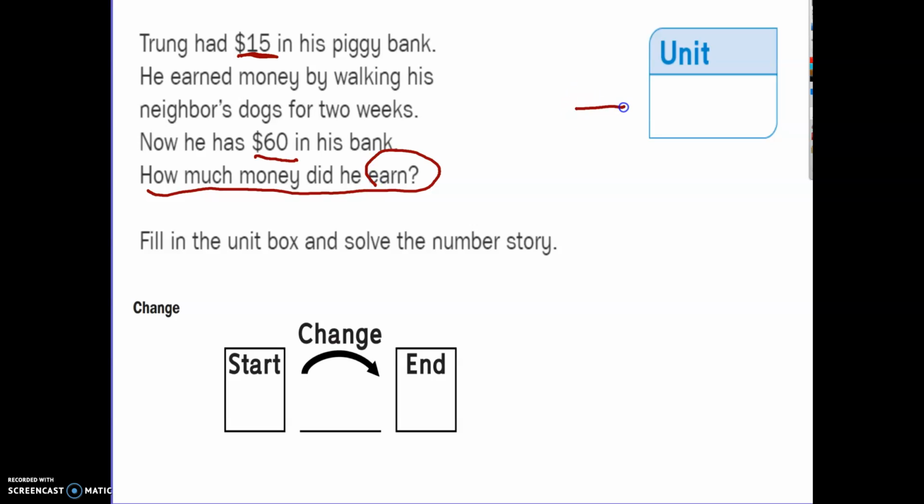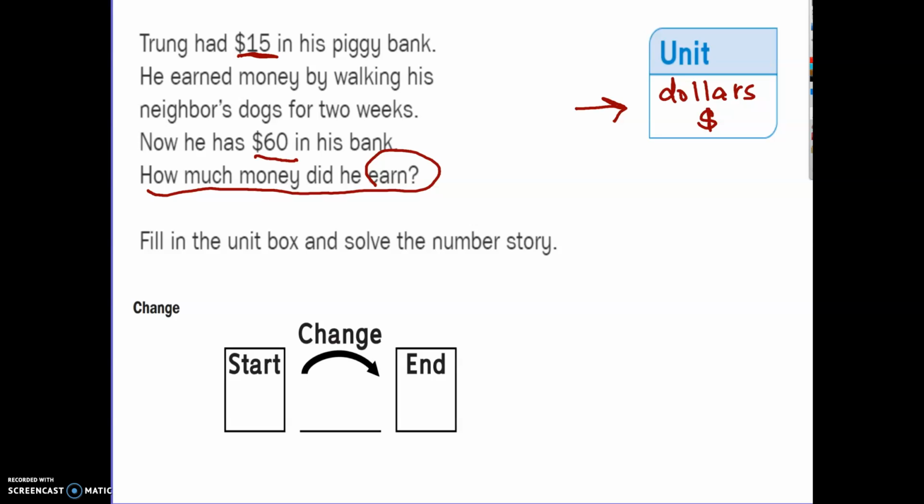Well, first we need to figure out what we're going to put in our unit box. We can do this 2 different ways. Our unit is going to be dollars. So I could write out the word dollars, or I could just put in a dollar sign.